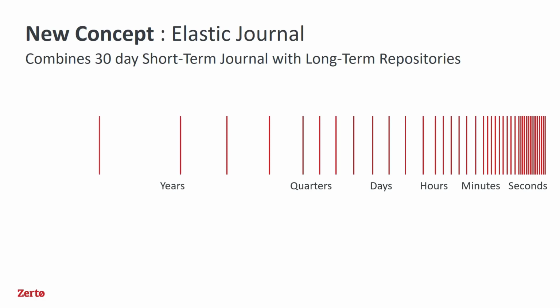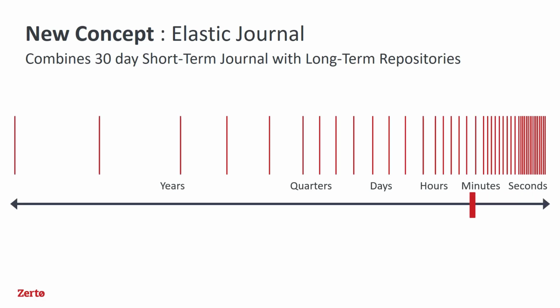What we've announced during ZertoCon is a new concept in data protection: the Elastic Journal. The Elastic Journal will basically combine the power of the journal we already have with long-term retention. This really gives you the ability to balance your storage need, locations, and policies. You can set a policy on your virtual protection groups or your VMs for as long as you want to keep the data, and we'll make sure that we'll store it in the most cost-effective way.